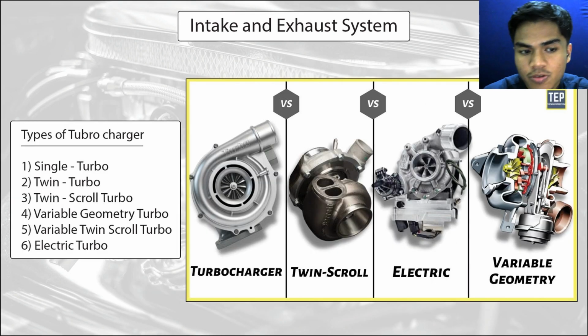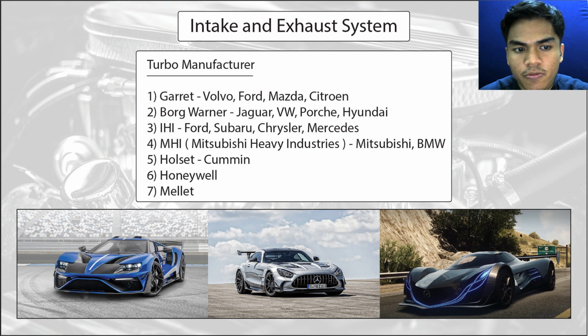These are the types of turbocharger: number one, single turbo, twin scroll turbo, variable geometry turbo, variable twin scroll turbo, and electric turbo. These are some of the turbo manufacturers, such as Garrett, Borg Warner, IHI, MHI, Holset, Honeywell, and Mahle. These are the companies that manufacture the turbo. Some of them.